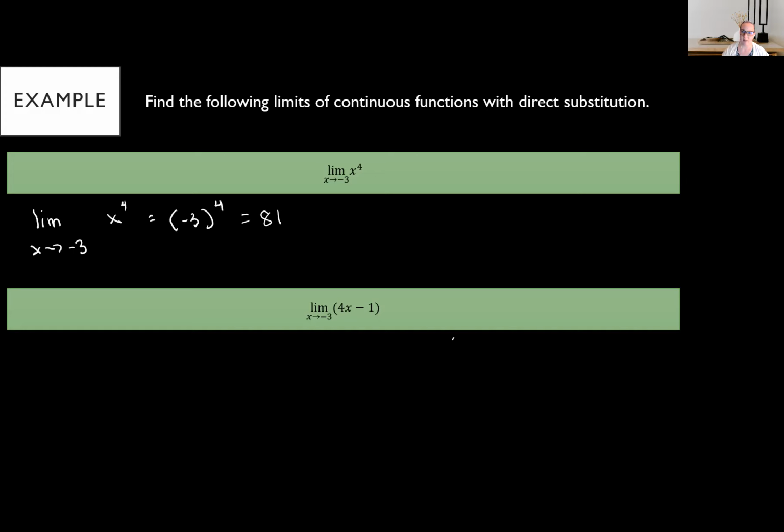I got -81. Maybe it's my calculator. Maybe you have to put parentheses around the -3. Okay. If you don't, what you're telling the calculator is to do the 3 to the 4th and then have a negative in front. But we're doing -3 to the 4th.